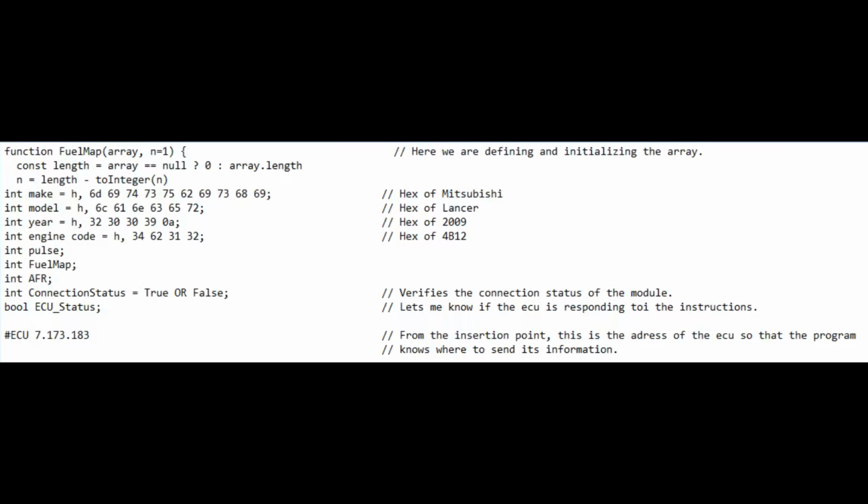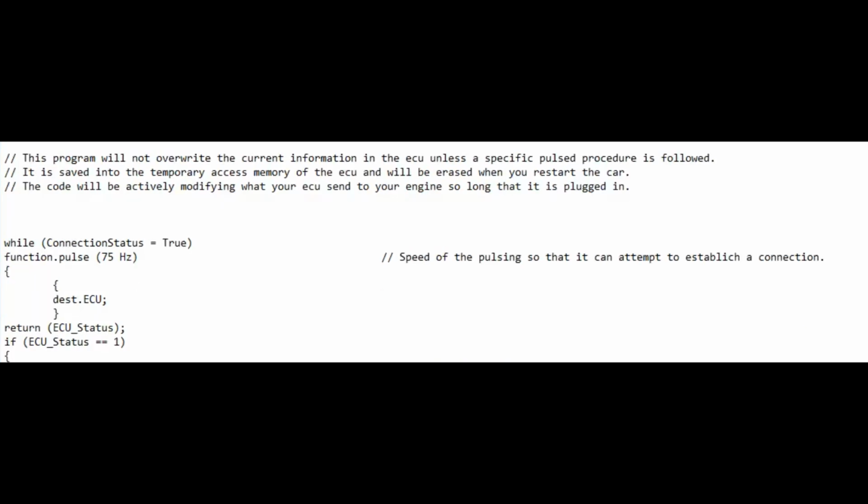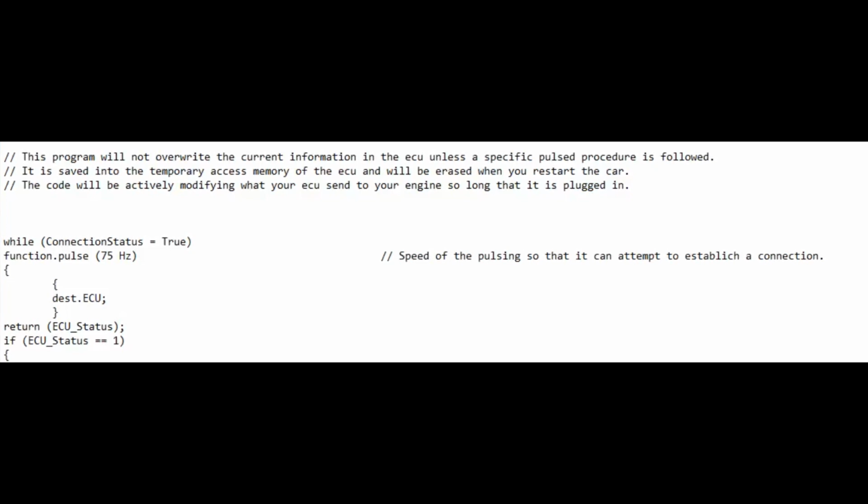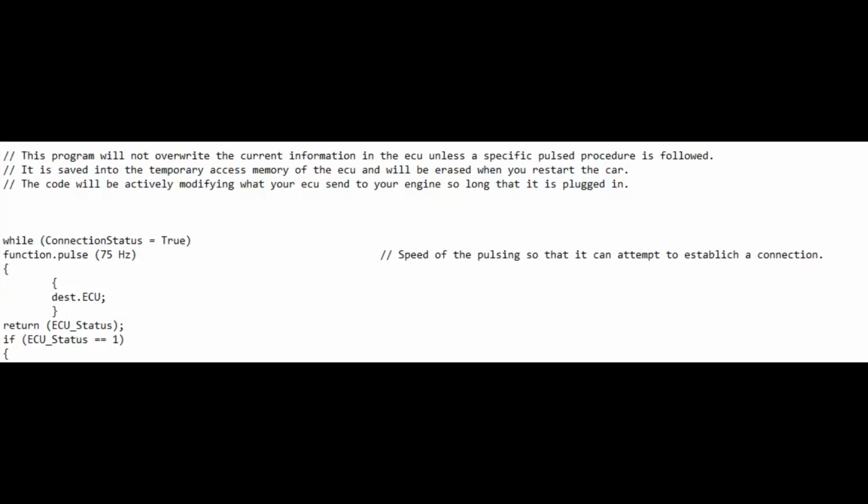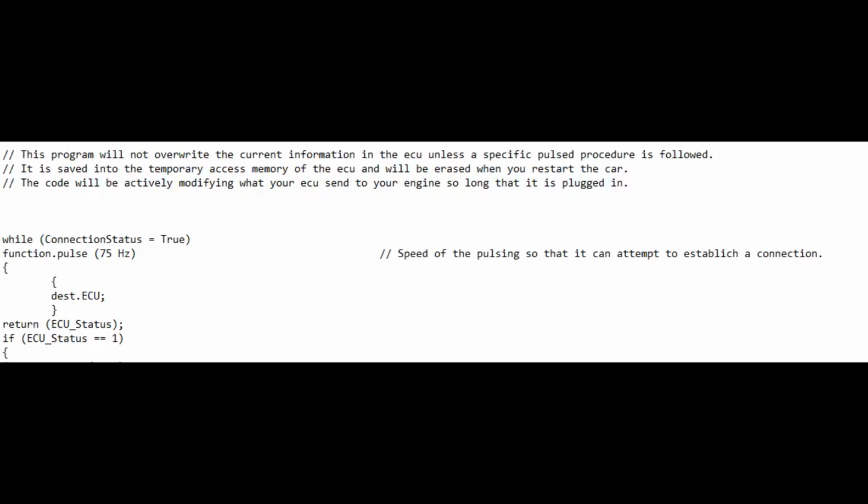And yes, I'm aware that it says TOI. So basically what I'm commenting on here is I'm saying that the program I have on here is not going to erase what my ECU has stored, but rather whenever it's plugged in, it's going to just write new code to the engine and the ECU so it can tell the engine what to do.